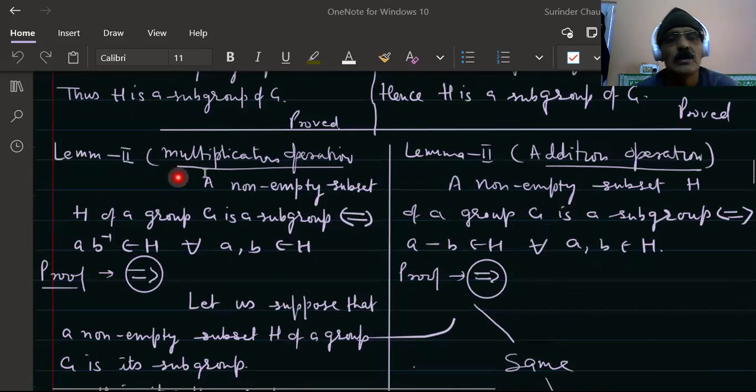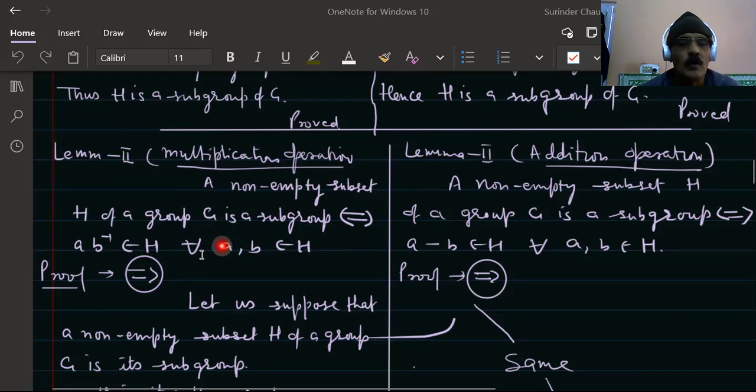The next lemma is: a non-empty subset H of a group G is a subgroup if and only if a, b inverse belongs to H for all elements a, b of H. Now both axioms are combined. Inverse and closure are both here. So this lemma is a refinement of the first lemma.